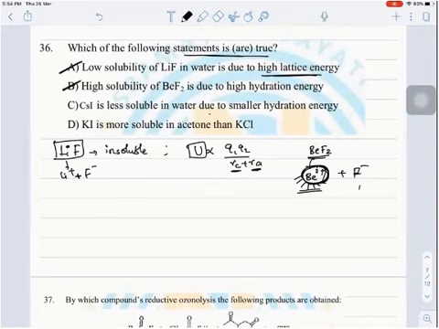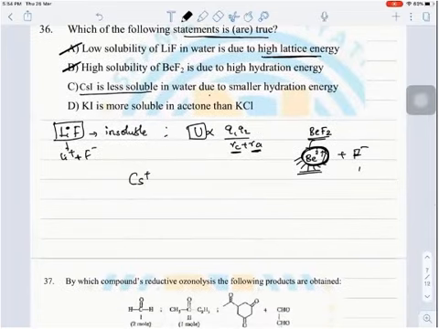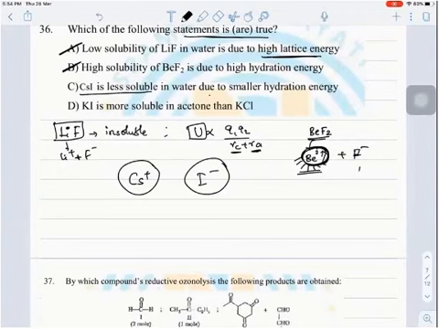So, CsI is less soluble in water. This is also correct because Cs plus and I minus are larger in size. Due to large size, their hydration energy is less. As hydration energy is less, what happens? Their lattice enthalpy cannot be compensated by hydration energy values. Hence, this is very less soluble in water.